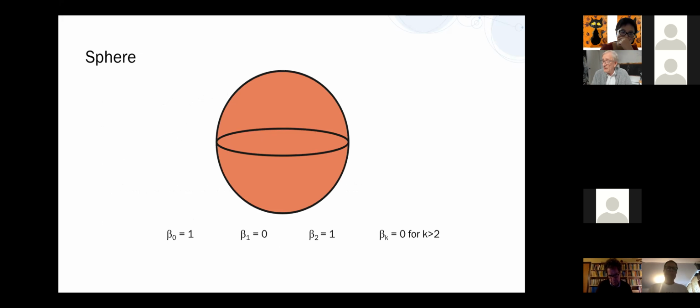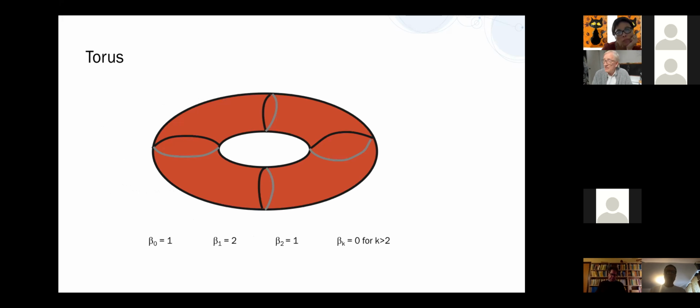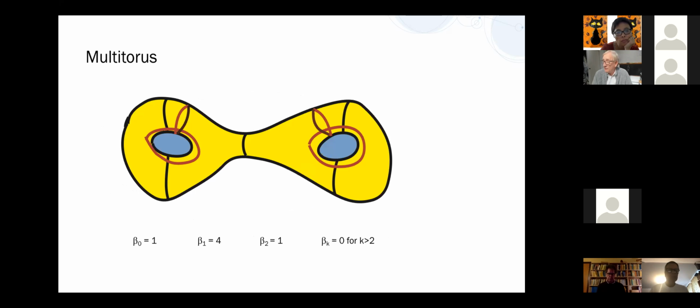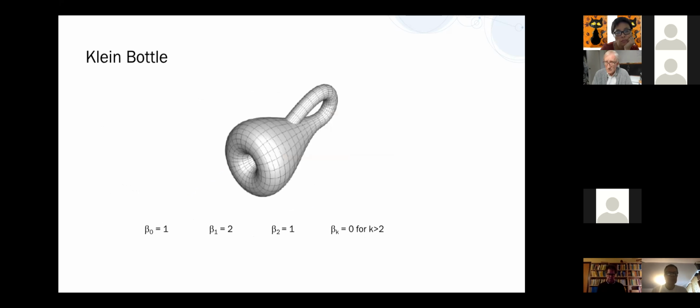And here's the sphere. Betti naught equals 1, Betti 1 equals 0, because there's a loop in there, but I can fill it in. So I'm only counting equivalence classes of loops. But Betti 2 equals 1 because it's a two-dimensional object in itself. Torus, similar to that, and then a two-hole torus here as well. Okay, even a Klein bottle.